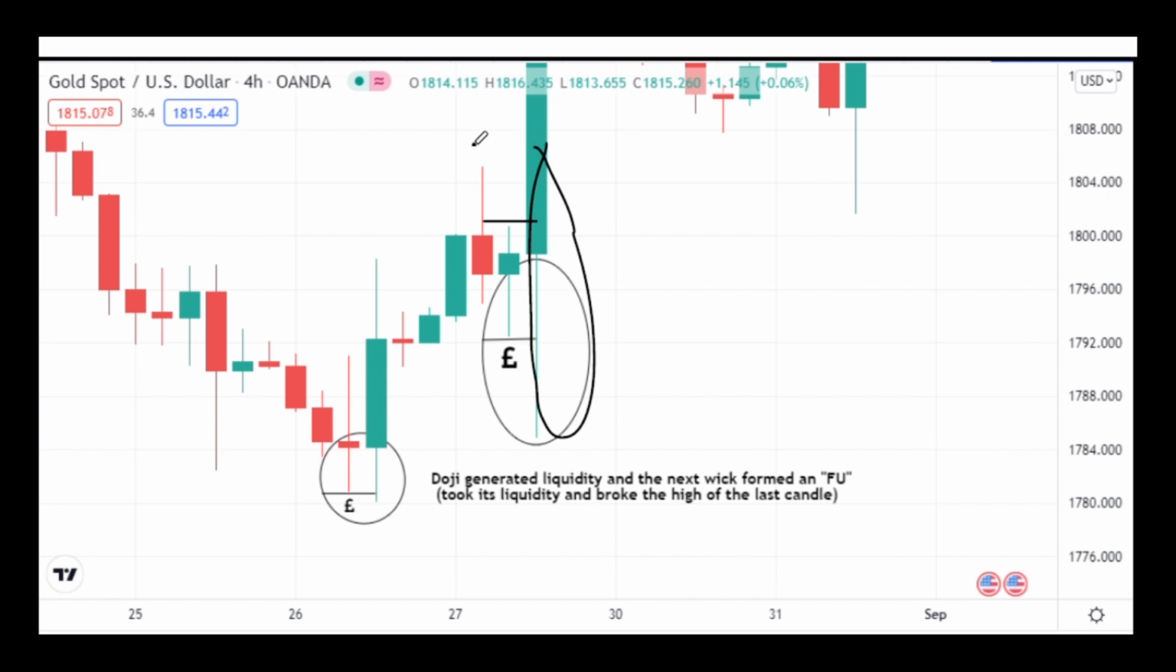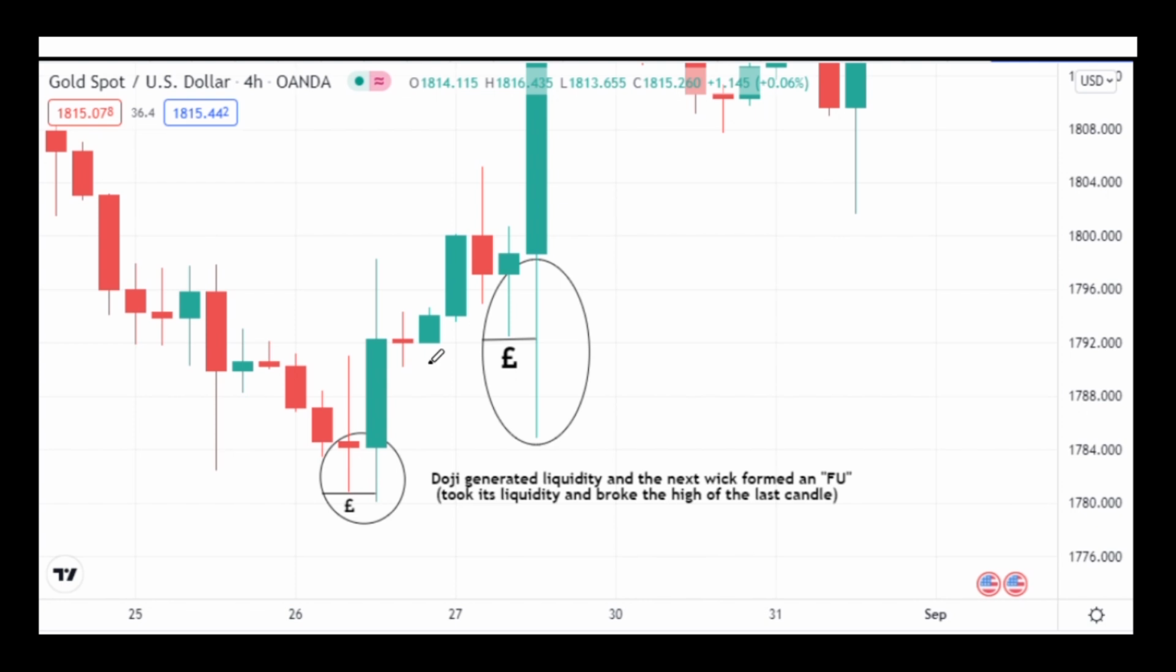So first, when you are looking for FU candles, you are looking for areas where we can actually observe liquidity. So liquidity in the form of doji candles, liquidity in the form of double tops or double bottoms, liquidity in the form of a resistance zone or a trend line. Now when you observe these liquidities, you try as much as possible to identify the candle that actually takes that liquidity that has been generated and then obviously breaks structure, or breaks the high of the last candle that generated the liquidity. It is as simple as that.